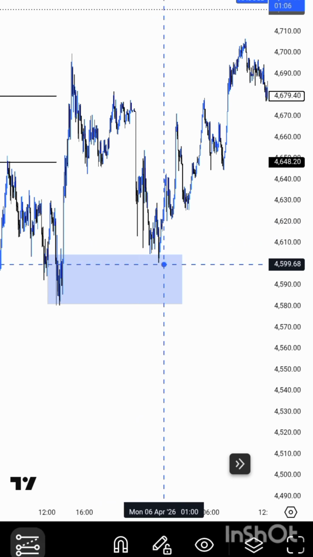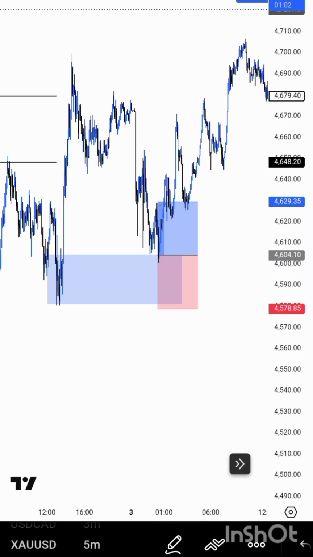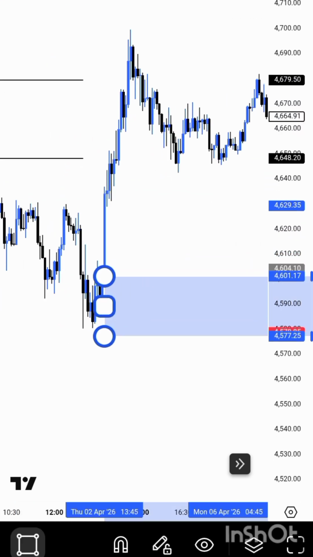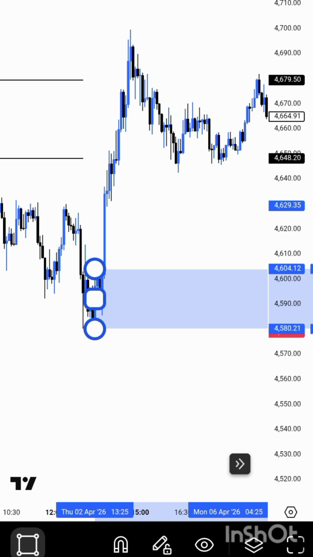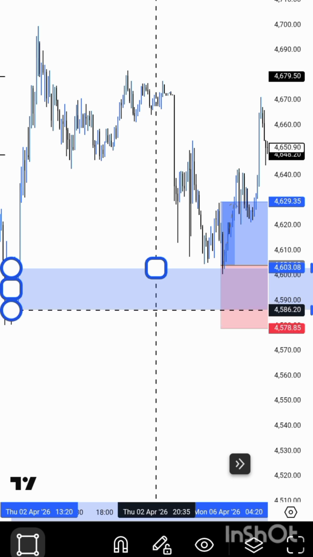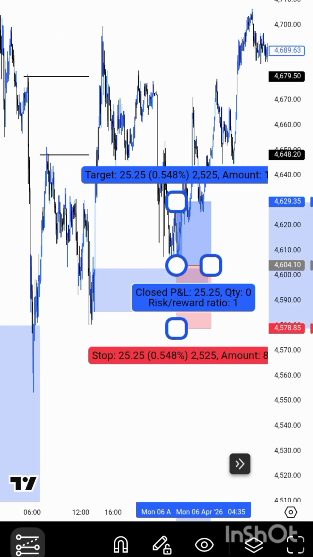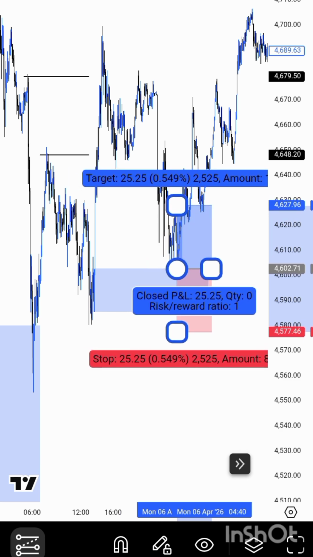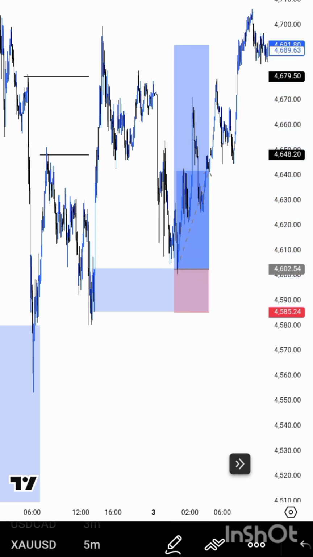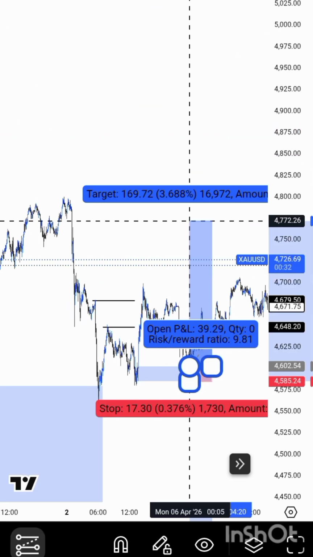Entry right here, and stop loss just below the order block. You can see this level as the last zone. So we want to be putting our stop loss just below it, and then we want to be targeting the next daily high. So we want to be targeting the swing high, which is this level right here.